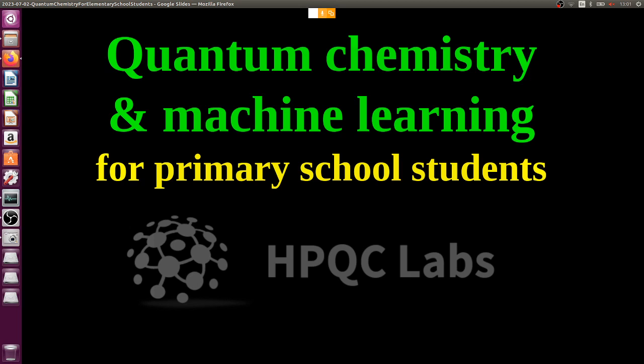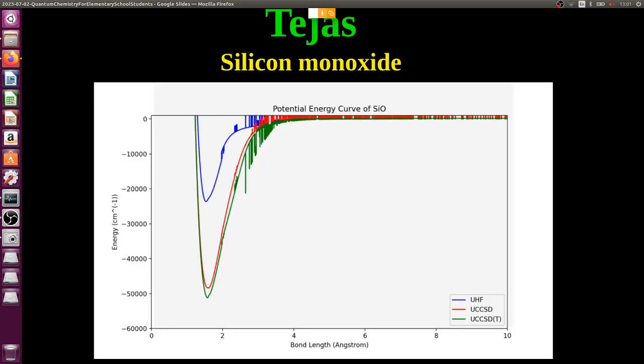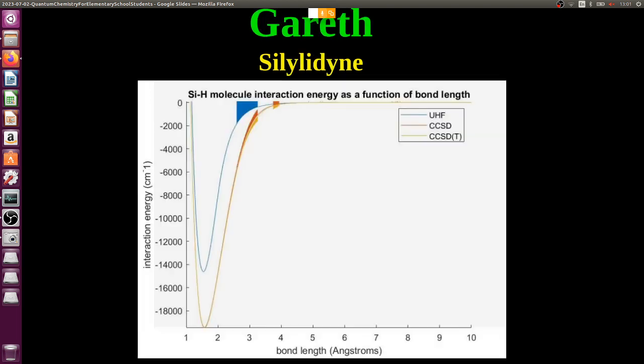This is quantum chemistry and machine learning for primary school students. Tejas did silicon monoxide this week, did some calculations, and got a potential energy curve for the silicon atom binding to the oxygen atom. We got 3 different potential energy curves with 3 different methods.